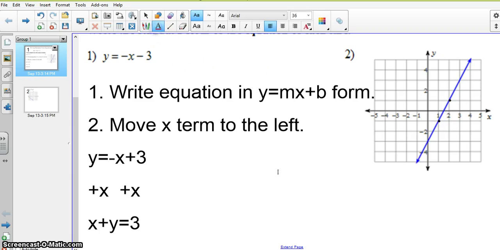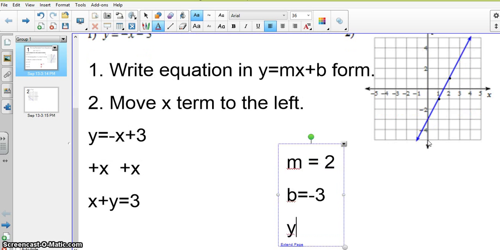So to find our slope, we can just count rise over run. So we're going to rise 1, 2, and run 1. So 2 over 1 is just 2. Our slope is 2. And it goes up from left to right, so it's positive 2 for the slope. Then we find our b, which is clear on here because it crosses right through the y-axis at negative 3. So now we can write our y equals mx plus b equation.